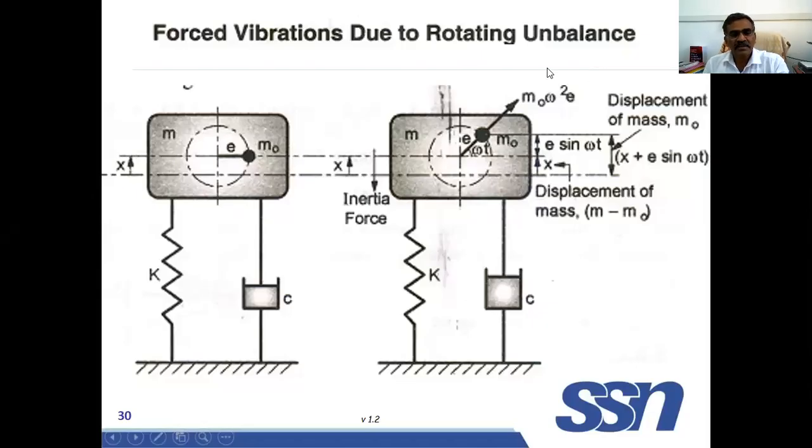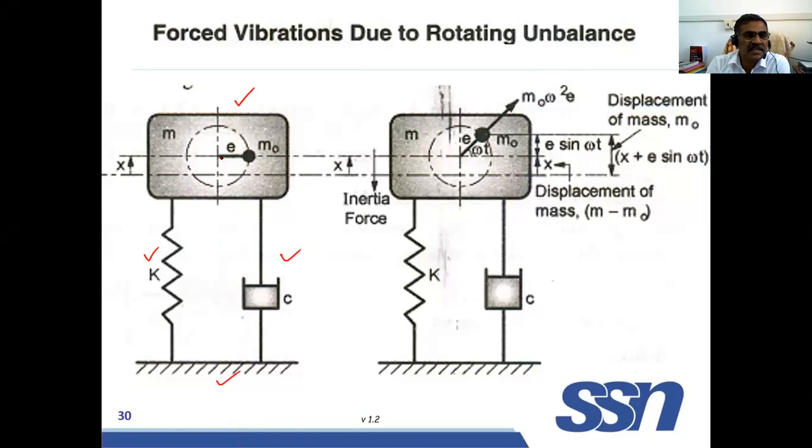So again, this is also coming under the forced vibration. See here, there is an engine. The engine is supported over a spring and dashpot. This is the ground. When the machine is connected like this, how will the vibration be in the machine? That's what we are going to discuss.